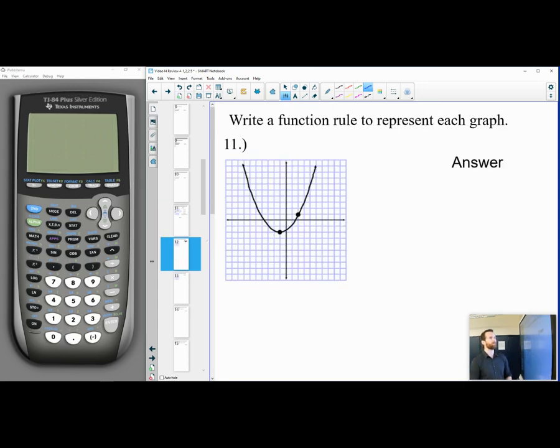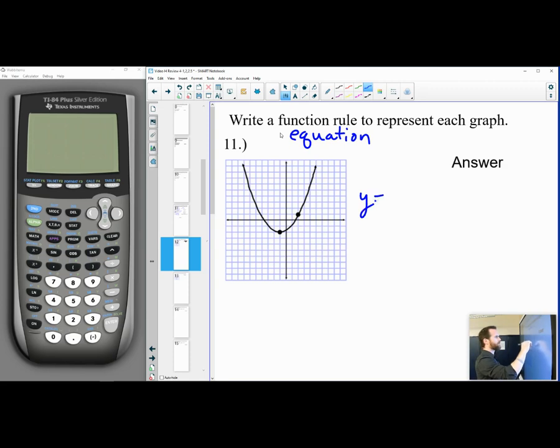Let's keep on going. Now our number 11, change of directions here. It says write a function rule to represent each graph. So here we've got a graph, and we have to remember a function rule is essentially an equation. So they're actually giving us a choice here. We can write it in standard form or vertex form. If we've got the option, I think vertex form is going to be a lot easier. So that's the way I'm going to do this. Where do I want to show my work? I guess we'll do it right here.